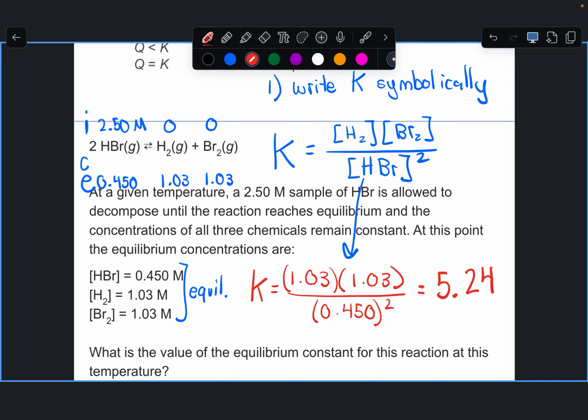So what does this value tell us? 5.24. So 1 is where they're basically equal, products and reactants. And 5.24 is a little bit on the product side, slightly product favored. But remember, 5.24 is a ratio, let's call it 5 products for every 1 reactant. So it doesn't mean that there's no reactant. In fact, we know there is some, right? There's 0.450. So some reactant remains, but it's more on the product side, okay?